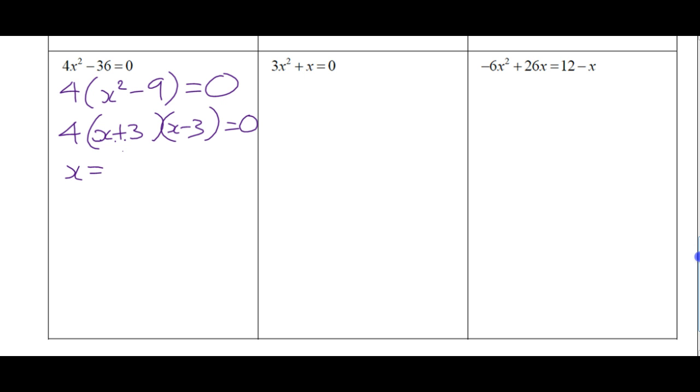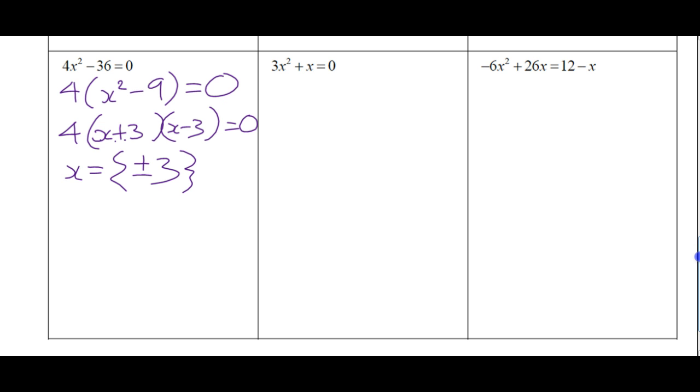What's x? Here's a fancy way we can write it. We could say plus or minus 3, which says positive 3 or negative 3. Just a fancy way of saying it. You can write negative 3 comma 3. You can write 3 comma negative 3. All are acceptable.